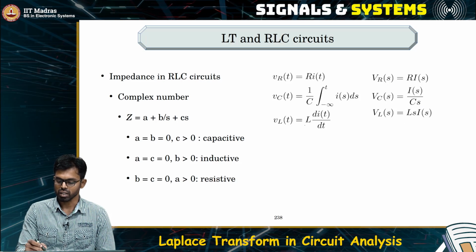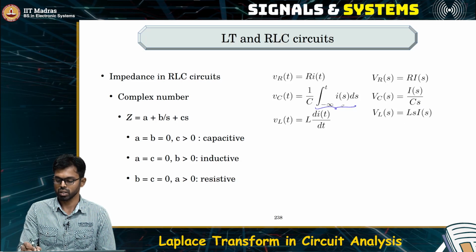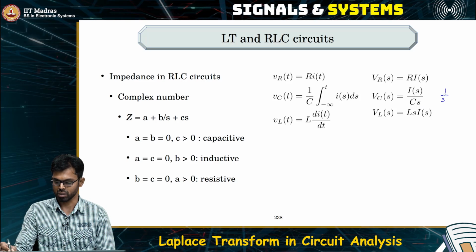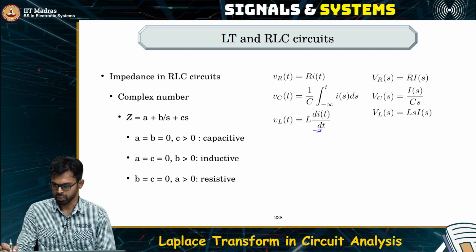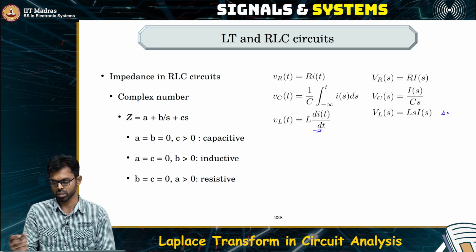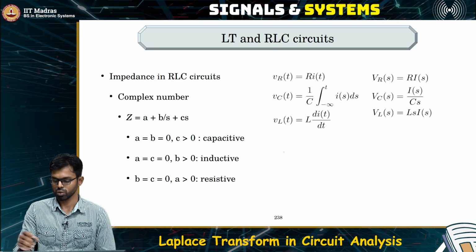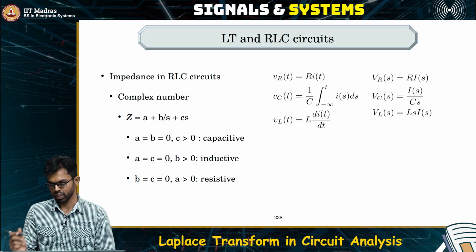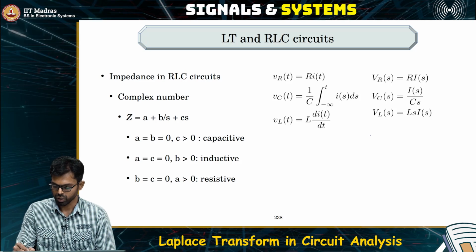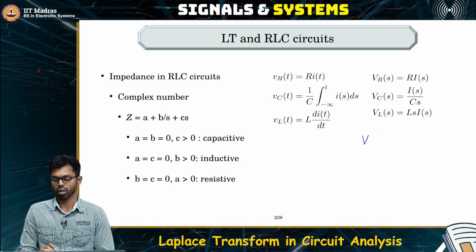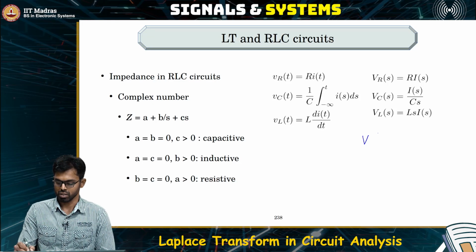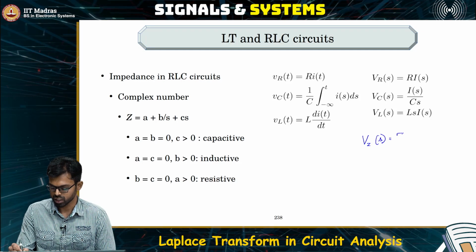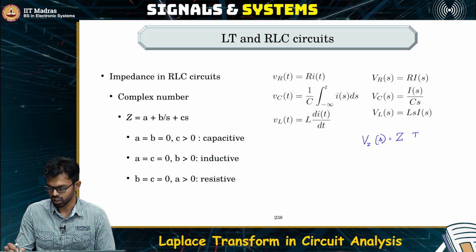The nice thing here is that this integral operation simply now becomes just 1 by s because of the property of Laplace transform, and the derivative operation simply becomes multiplied with s because once again of the Laplace transform properties. So now things become very simple. Now what we are going to do is something very similar to the previous case. We are now going to simply say the voltage across some impedance in the s domain is equal to the impedance times the current through that impedance.